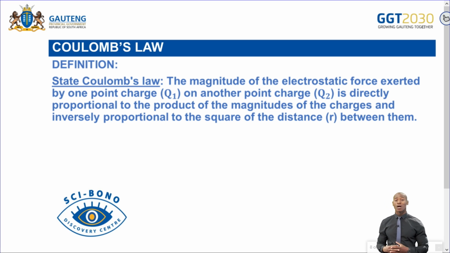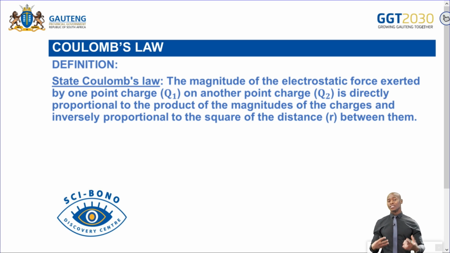All right, so according to our examination guidelines, this is how we have to state Coulomb's law. Coulomb's law states that the magnitude of the electrostatic force exerted by one point charge on another point charge is directly proportional to the product of the magnitude of the charges and inversely proportional to the square of the distance between them. So this is how we have to state Coulomb's law according to our examination guidelines.